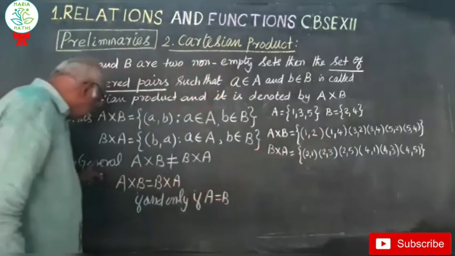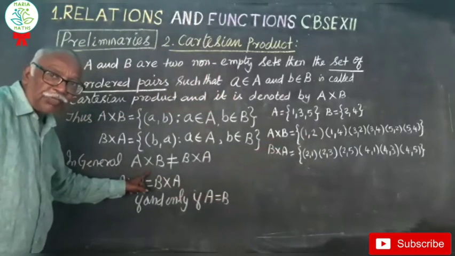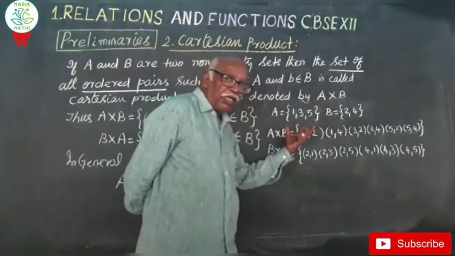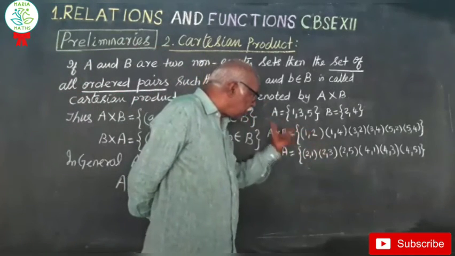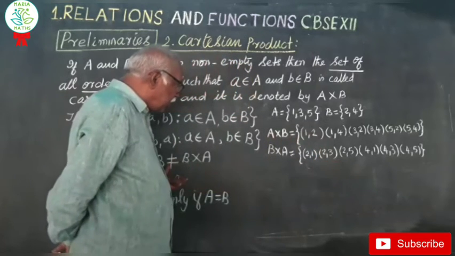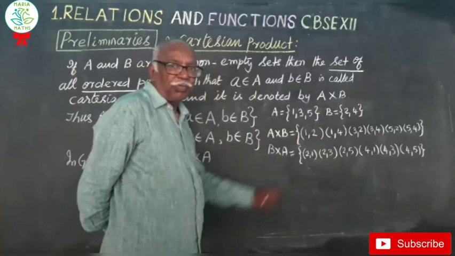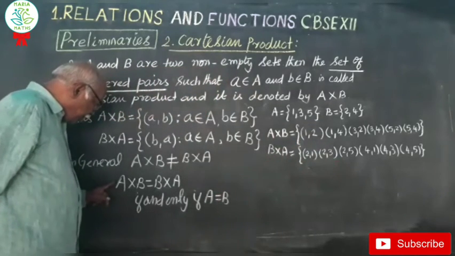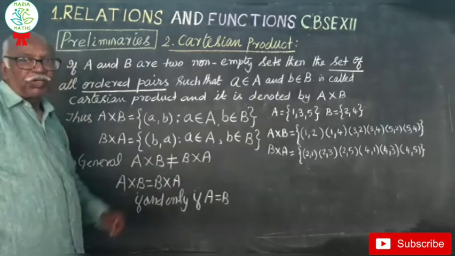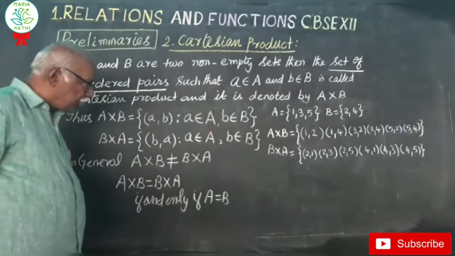In general, A cross B is not equal to B cross A. You see in the example, the elements in A cross B are not equal to those in B cross A. Therefore, in general, A cross B is not equal to B cross A. But A cross B is equal to B cross A only if A is equal to B.